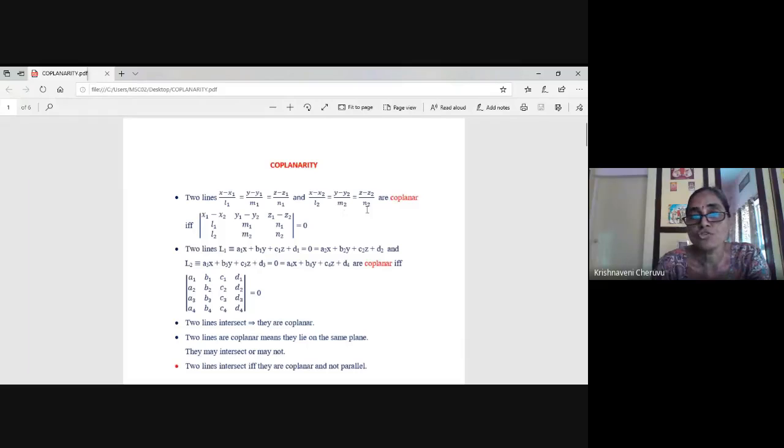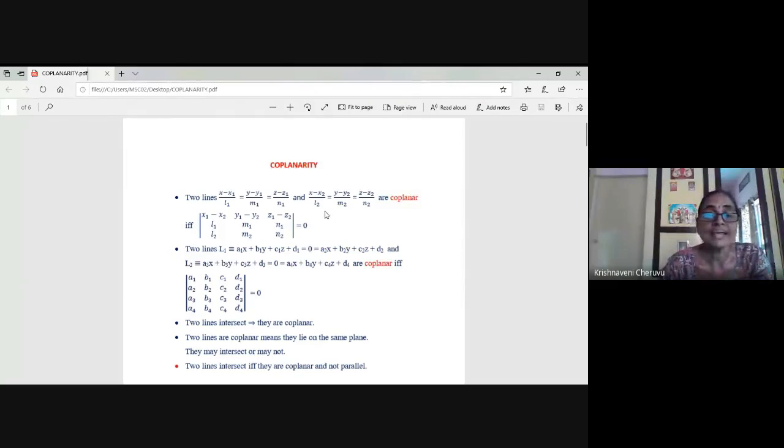Now, suppose two lines in symmetric form are given to you like this, then to check whether they are coplanar, you have to find out the determinant of x1 minus x2, y1 minus y2, z1 minus z2, L1, M1, N1, and the last row L2, M2, N2. You find the determinant of this. If it is 0, then we say that these two lines are coplanar. This is the test to see whether the given lines are coplanar.